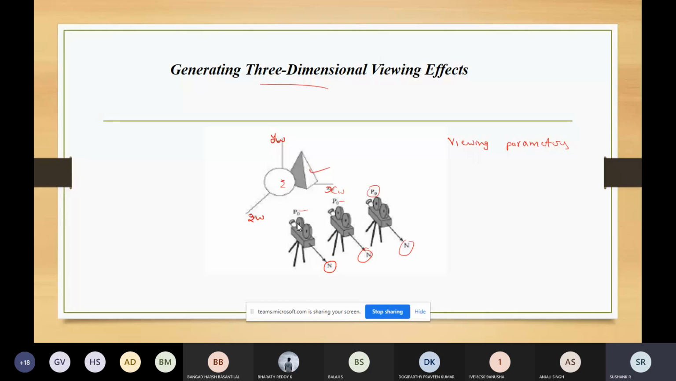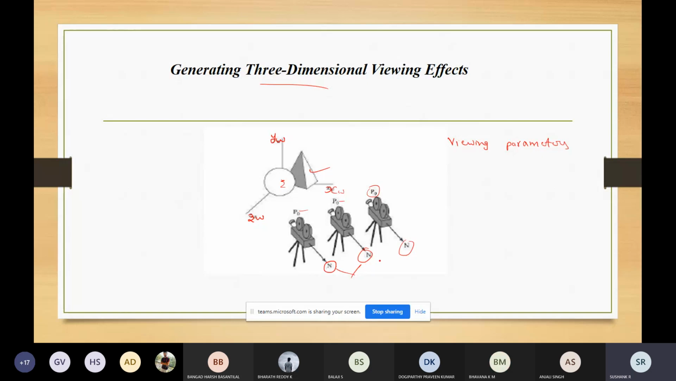Usually in interactive applications, this normal vector n will be the one that will keep on changing.